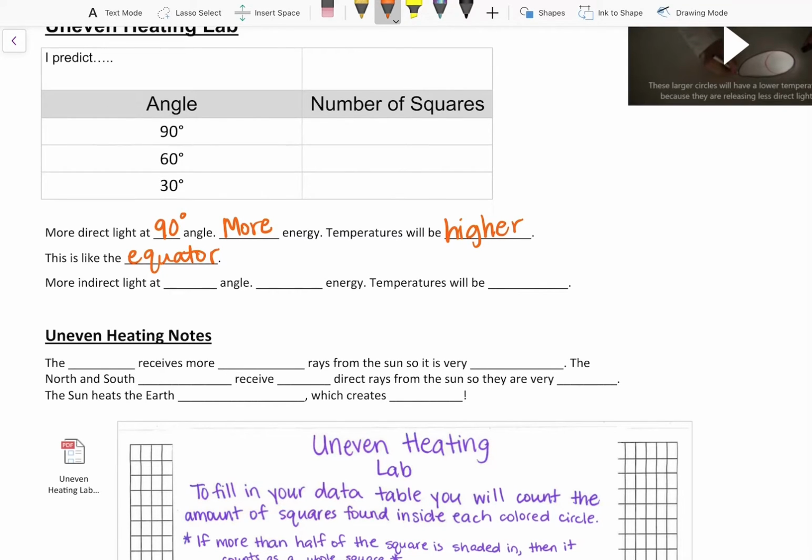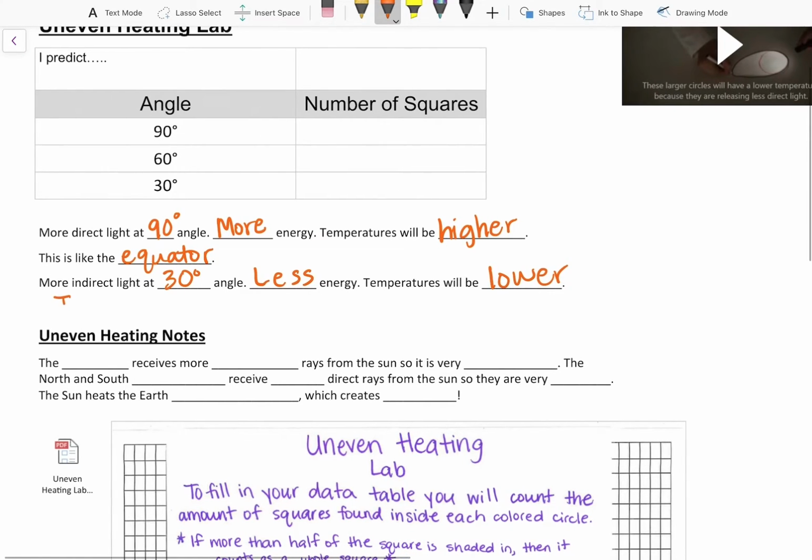And then we have more indirect light at 30 degree angle. Now that's not saying that 60 degree is not indirect, because it is also, it's just that the weakest light is at the 30 degree. And so this is where we have less energy, and the temperatures will be lower. And so, I left out this sentence, but this example of indirect is like the poles. So North or South Pole, either one.